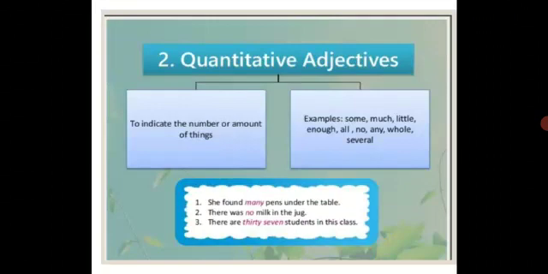Next, quantitative adjective. To describe the number or the amount of something is quantitative adjectives. For example, some, much, little, enough, all, any, whole, several. She found many pens under the table. Many is a quantitative adjective.